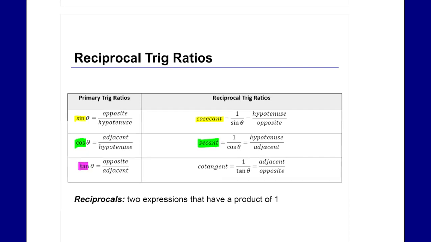But when we flip it, or find the reciprocal, we have the cotangent, or 1 over tan theta, or the adjacent over the opposite. So these are all reciprocals, and reciprocals are just two expressions that have a product of 1. So if I was to multiply sine theta by 1 over sine theta, I would have a product of 1. Right? So it's just another way to write some of these ratios or different ratios to think about.